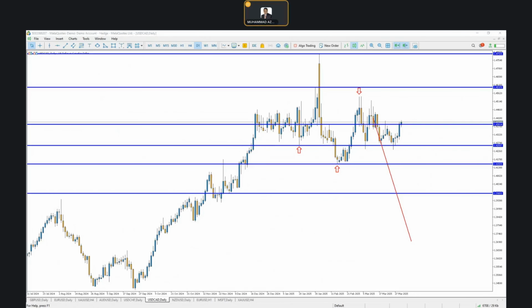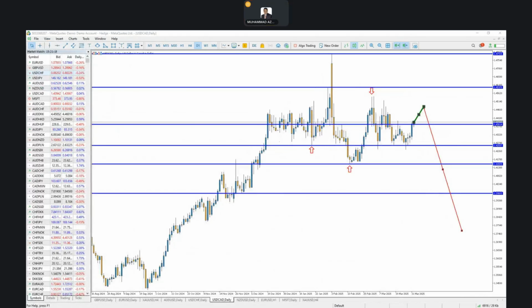So CAD may strengthen, leading to a drop in USD CAD, but right now USD CAD is going up. So the way I see it, the market is probably going to create a pullback over here, and then it's going to drop. So we will see how the numbers actually appear and the market reaction. If the unemployment rate matches the expectation, which is 6.7%, the market may interpret the result as neutral, leading to limited impact on USD CAD.